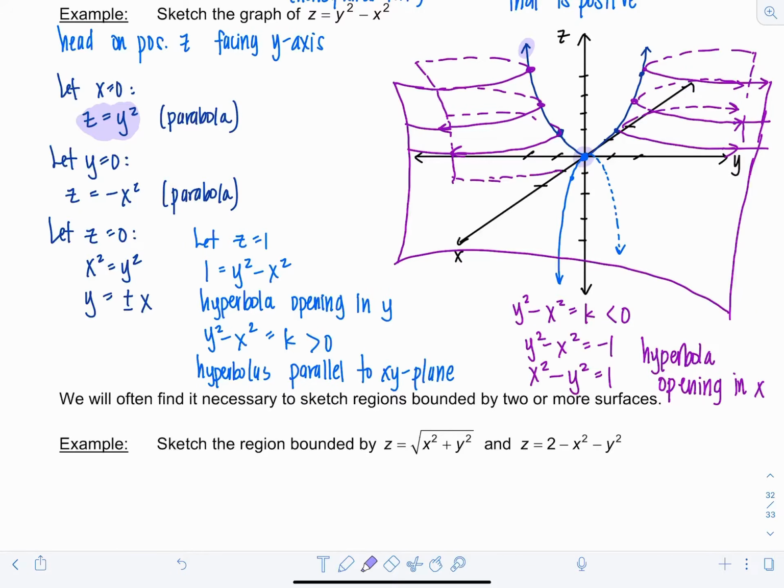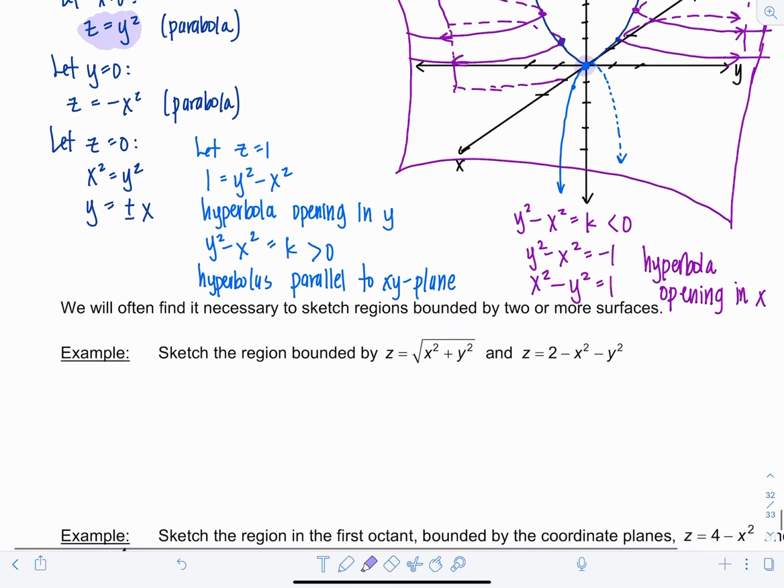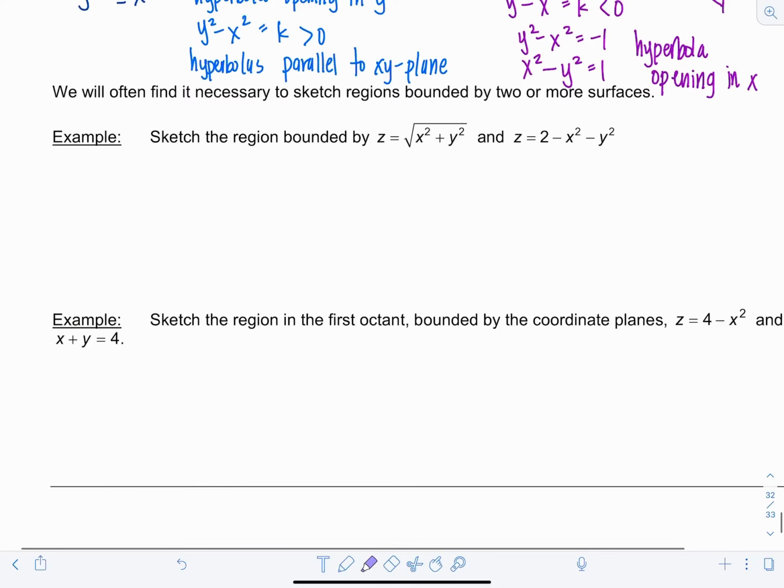All right. Now we're going to find it necessary later in the semester to sketch regions that are bounded by 2 or more surfaces. So let's practice a little bit. These are going to be rough sketches for this first one. So sketch the region bounded by z equals the square root of x squared plus y squared and z equals 2 minus x squared minus y squared. So identifying them is really the most important part.